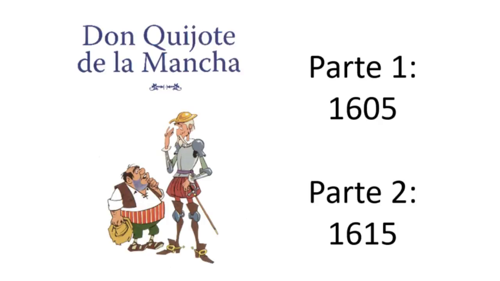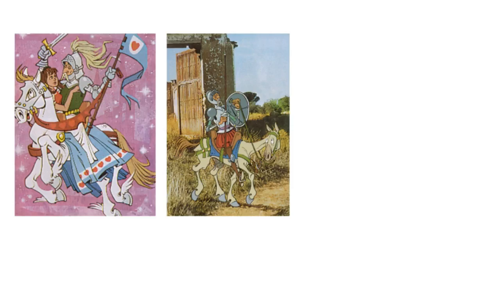The person right next to Don Quixote in this slide here is Sancho Panza, his squire, su escudero. Don Quixote has this high ideal of himself, as we'll see. On the left is how he sees himself, and on the right is how he actually looks.